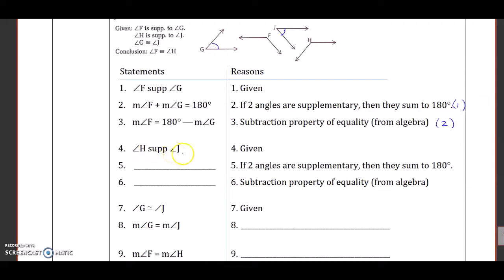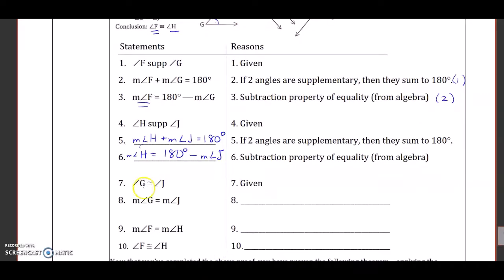I was also given angle H is supplementary to angle J. If two angles are supplementary, then they sum to 180. So here I want to say, just following this above, the measure of angle H plus the measure of angle J is equal to 180 degrees. And then by the subtraction property, I want to say the measure of angle H is equal to 180 minus the measure of angle J. And I chose to solve for H because of this, just like F is here.